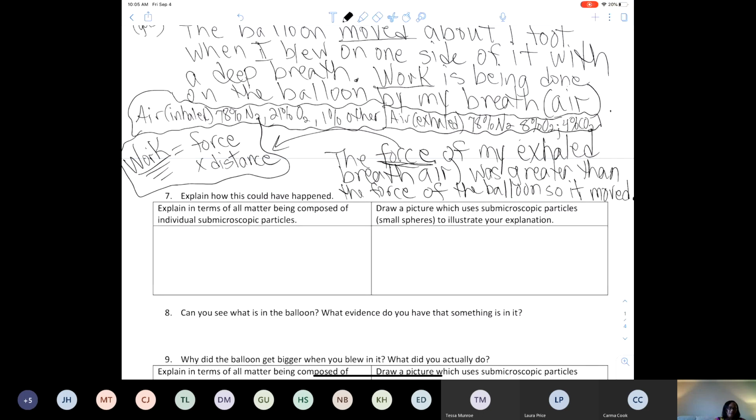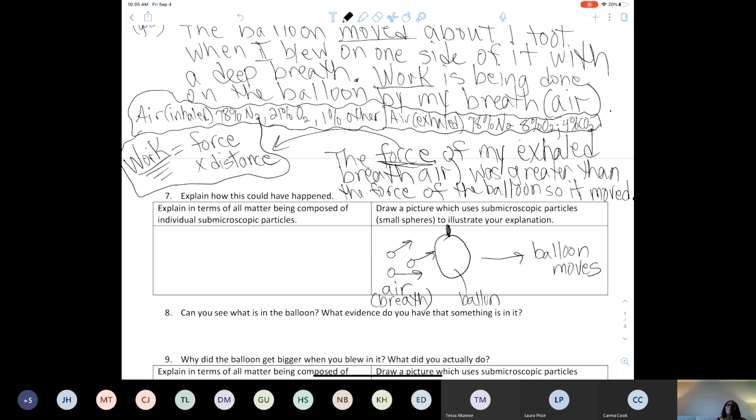So therefore, we've got our air from my exhaled breath hitting the balloon. And therefore the balloon moves. So does my air from my exhaled breath, being a gas, what does it have? What does it possess? Kinetic energy.